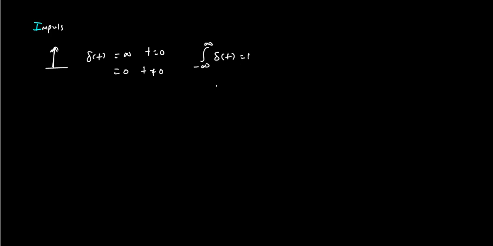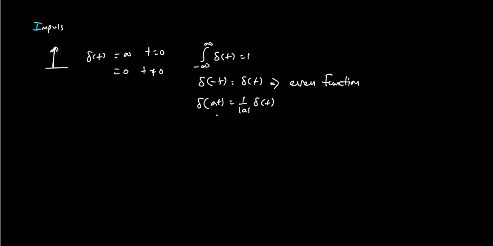Area under impulse is 1, and impulse is an even function of time. Delta of minus t equal to delta of t. Impulse is an even function. Another point we have to remember: scaling. Delta of at equal to 1 by mod a into delta of t.